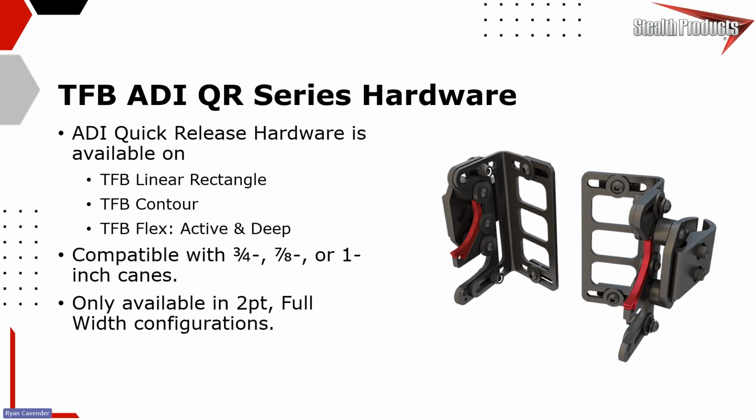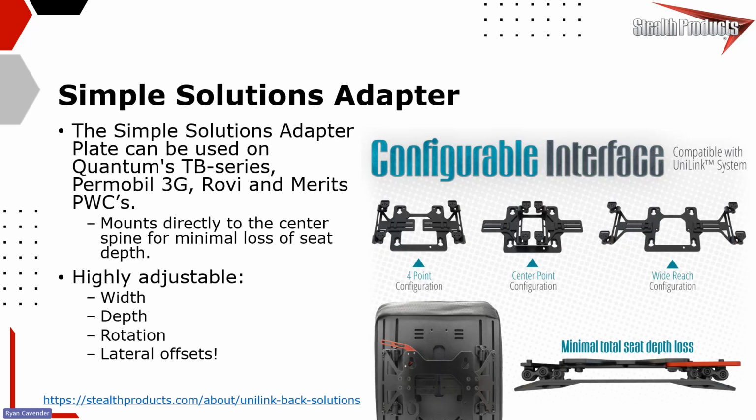We also have our Simple Solutions adapter. So if you're mounting to a power chair and don't necessarily need quick release every time, this works great. It works great with all of our TFB series. You can mount directly to the shear reduction plate on a Quantum, on a Permobile, or if you're willing to give yourself some holes on the chair, you can attach it to a Rovi or a Meritz without too much work as well.